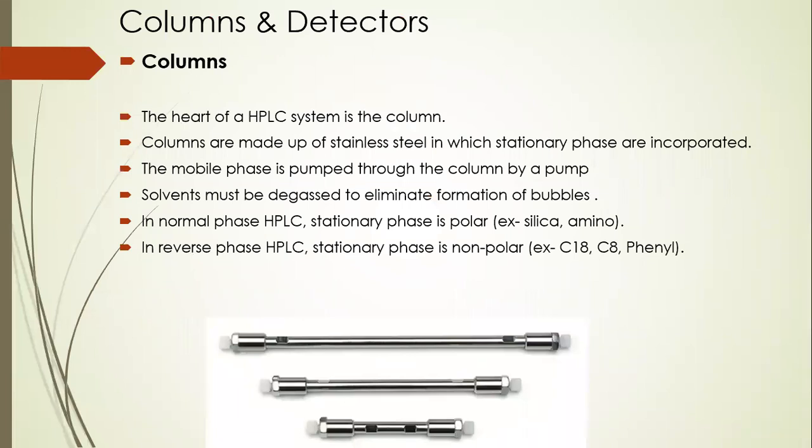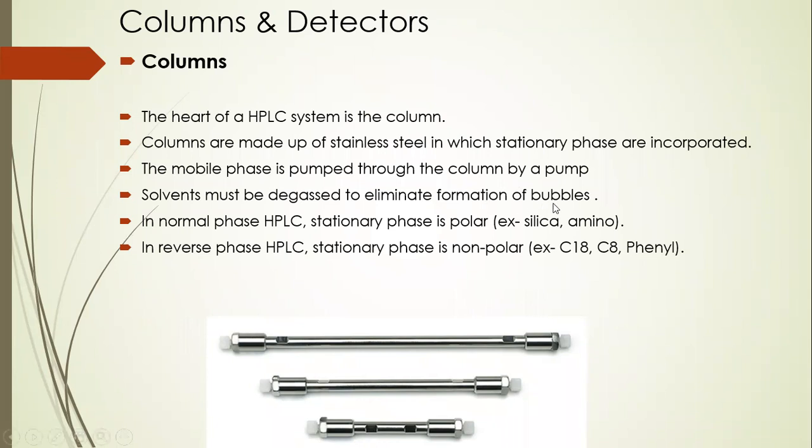Now, columns and detectors. Columns. The heart of the HPLC system is the column. Columns are made of stainless steel in which the stationary phase is incorporated. The mobile phase is pumped through the column by a pump. Solvent must be degassed to eliminate the formation of bubbles.